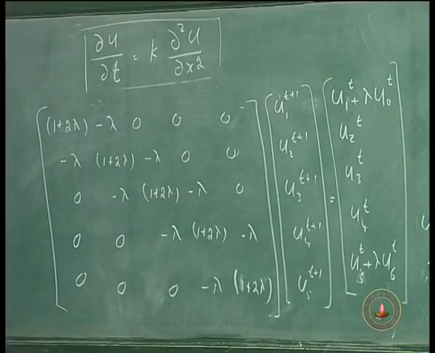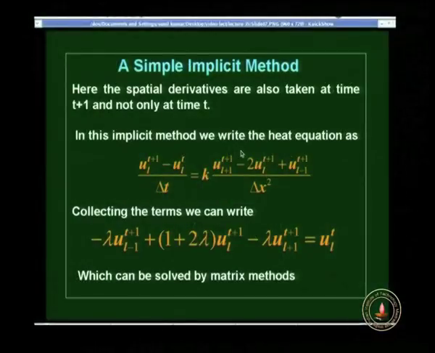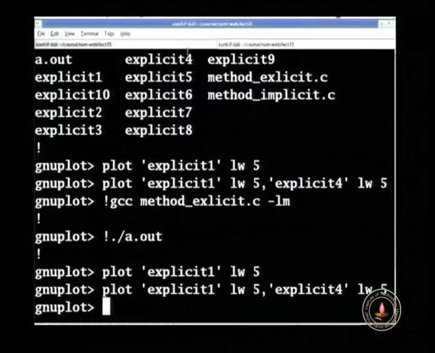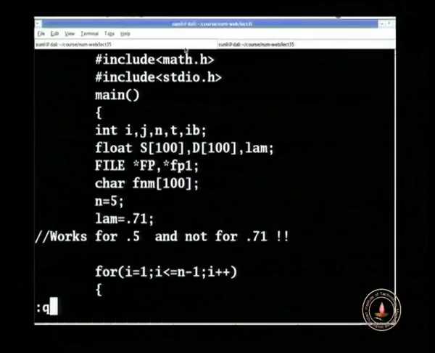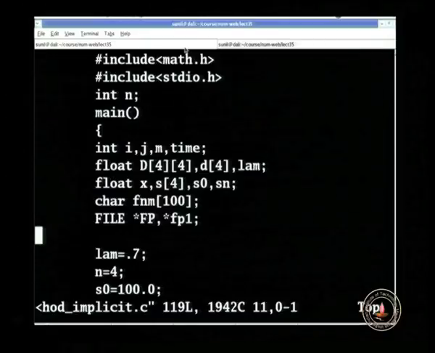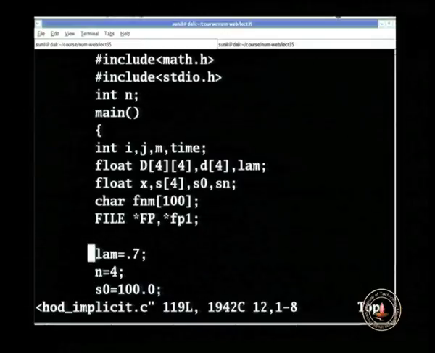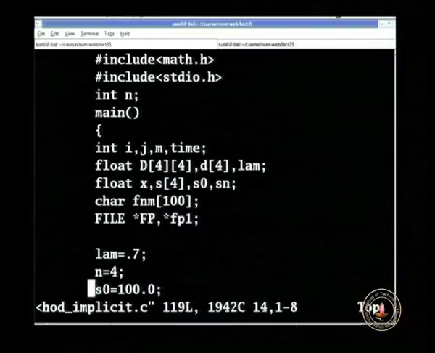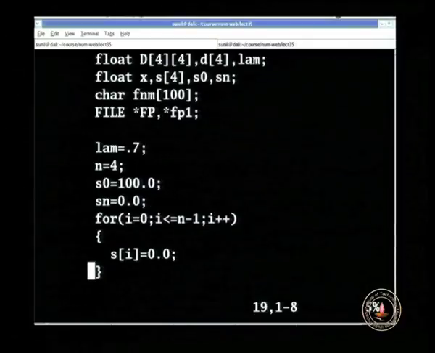So, that's a method, and we will see an implementation of this method in this particular program. Okay, so here is another program which does that, and we can call it implicit method. So, it's a simple implicit method. Here I am using a large lambda, 0.7, just to show you that it works for this large lambda. Other things are the same.